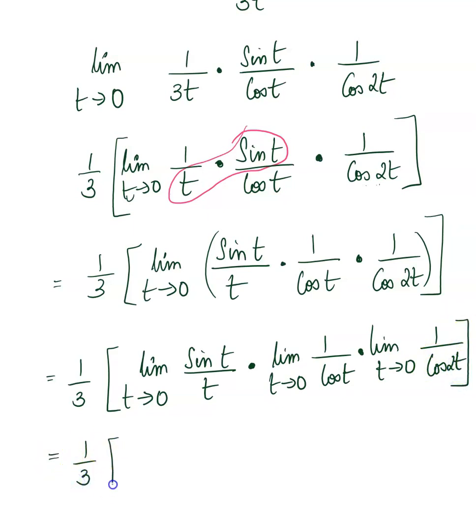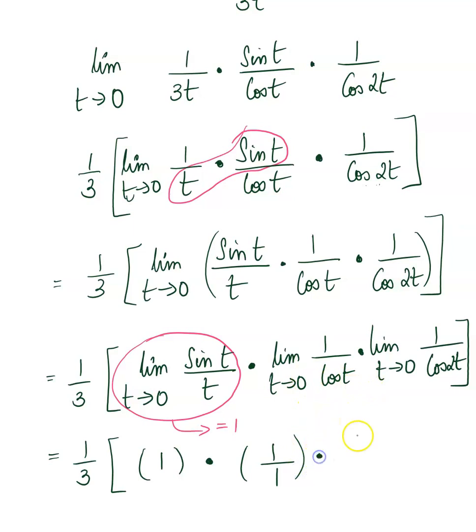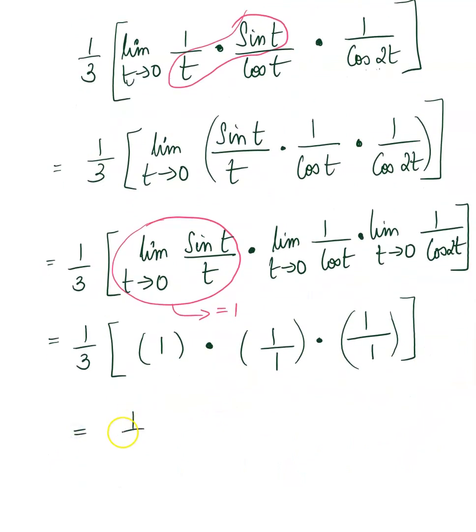Which is 1 over 3 times, again recall what happens here, this one by that theorem is equal to 1. So I'll say that is 1 times 1 over 1, because when you apply 0 for t, you get 1 over cosine 0, which is 1 over 1, times 1 over cosine 0, since 2 times 0 is 0 again, so cosine 2t is also 1 over 1. So basically it is 1 over 3. So the answer for that problem is 1 over 3.